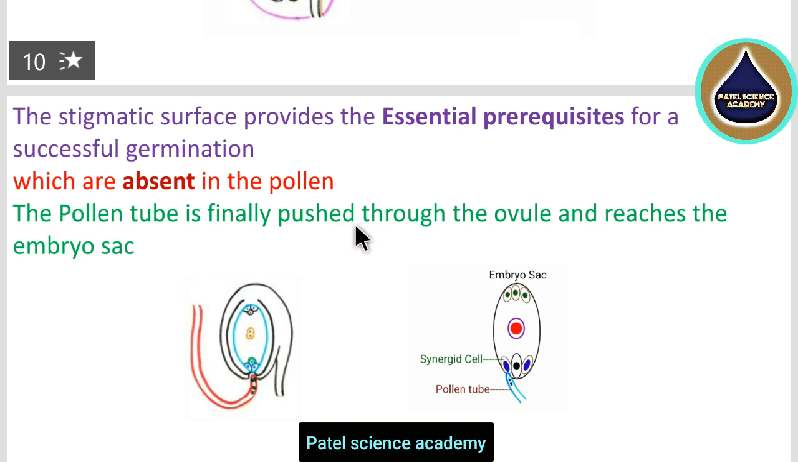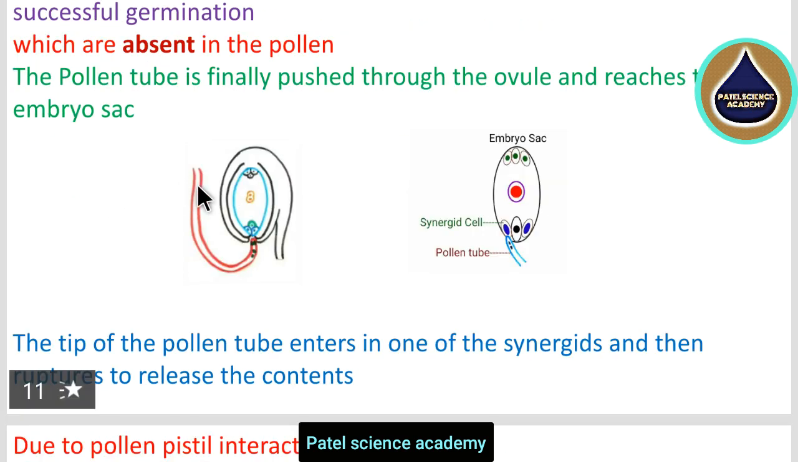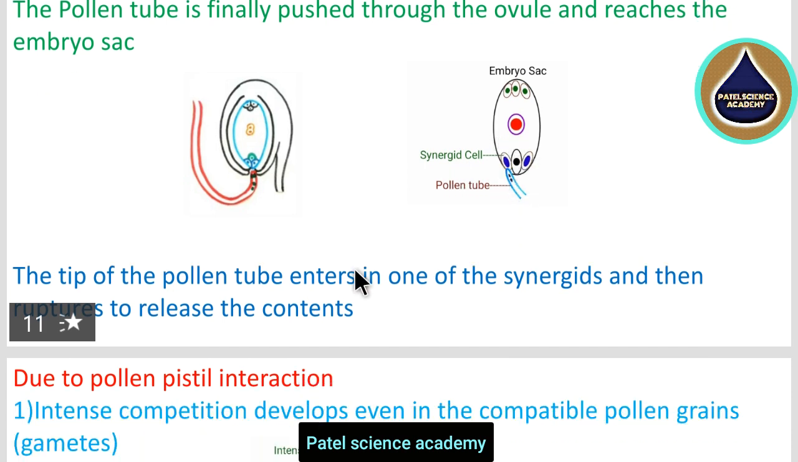The pollen tube is finally pushed through the ovule and reaches the embryo sac. So likewise this pollen tube is pushed towards this ovule and it will go for the next step, that is called fertilization.